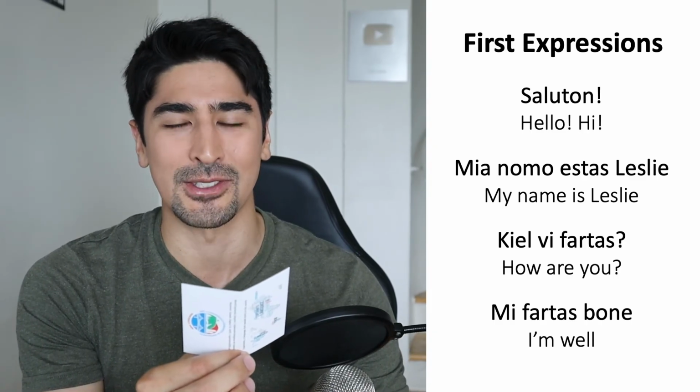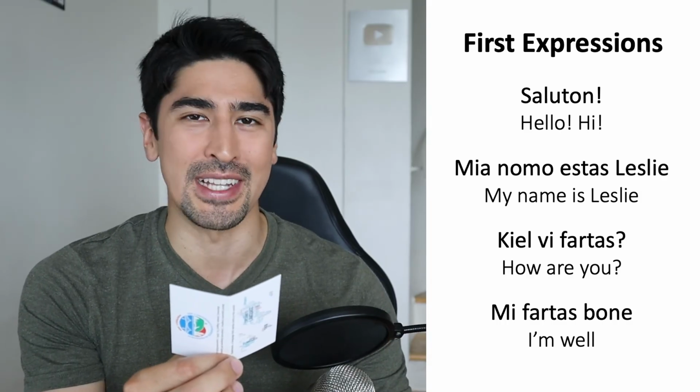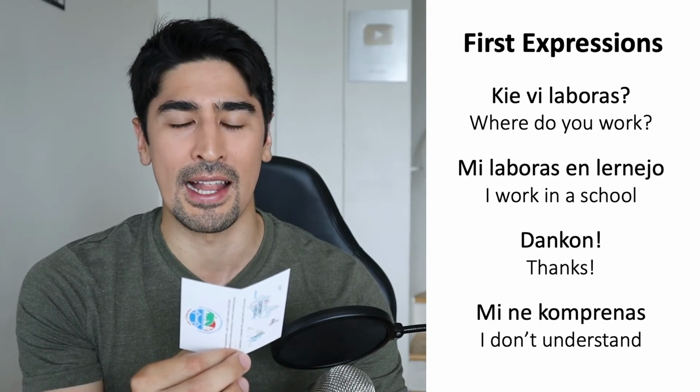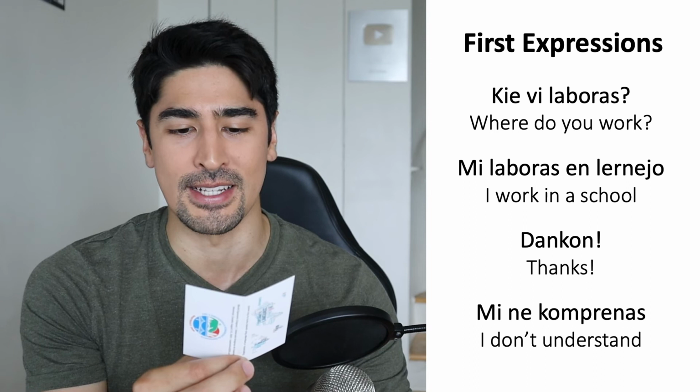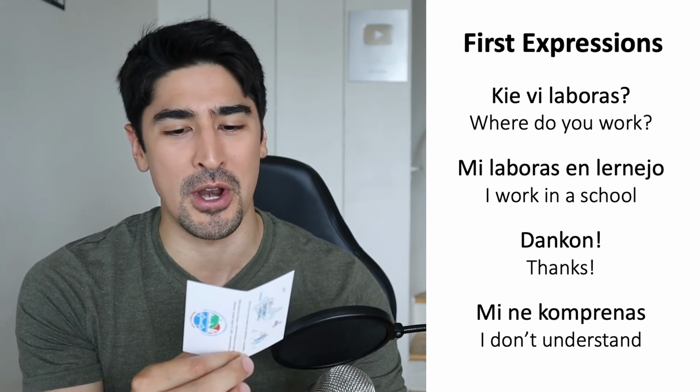Kiel vi fartas? So kiel is how. How are you? Mi fartas bone. I'm good. I'm well. Mi fartas bone. Kie vi laboras? So kiel meant how. Now kie means where. Kie vi laboras? Where do you work?